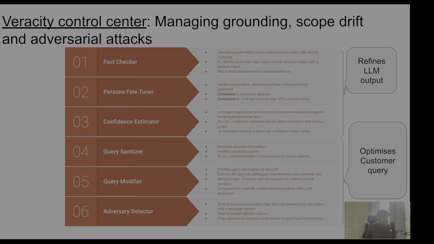And number 6 is adversary detector. You detect adversarial questions and it will reply with a templated answer. There are lots of adversaries out there in the wild who might try to literally fool a system into doing something which they can take advantage of. And this aligns more with cyber threat detection and so on and so forth, which has expanded the horizon with the introduction of large language models in the spectrum. But this is also a very important part of optimizing the customer query.